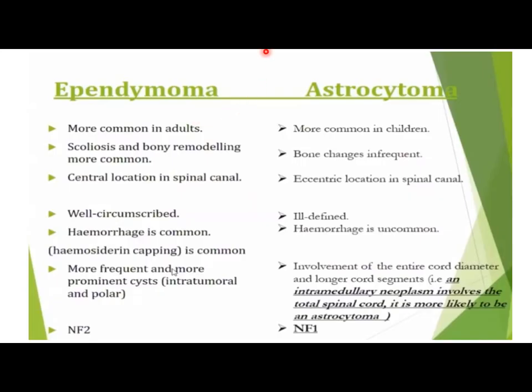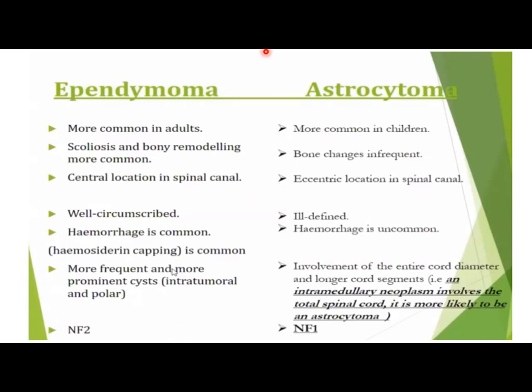This is the main difference between the ependymoma and astrocytoma. As we said, ependymoma mainly occurs in the adult age group, while astrocytoma occurs in children. But when it is present in adults, as I said, it is present in a more infiltrative form. Scoliosis and bone remodeling are more common in ependymoma, while bone change is infrequent in astrocytoma. Central location in the spinal cord is ependymoma, while astrocytoma is eccentrically located.